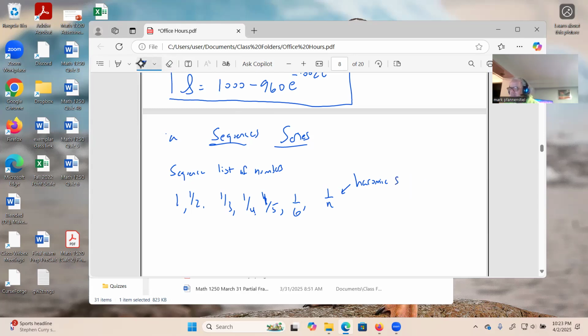Okay. So when we add things up, it turns into a series. So if I say 1 plus 1 half plus 1 third plus 1 fourth plus 1 fifth plus 1 sixth plus dot dot dot, this is called the harmonic series. See, the difference is now we're adding them rather than just listing them. So that's a big thing that we have to watch out for. The sequence is just a list of numbers. The series is when we specifically add them up. Okay, and that's all there really is to that.